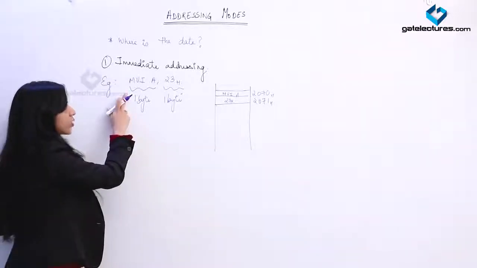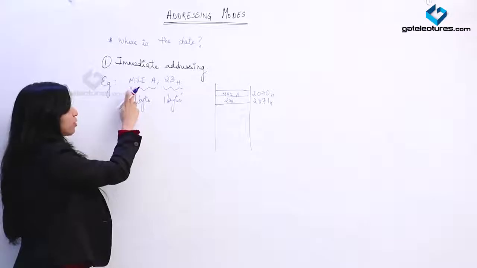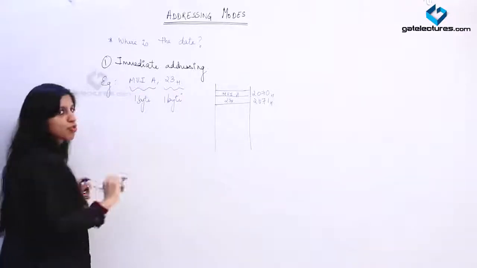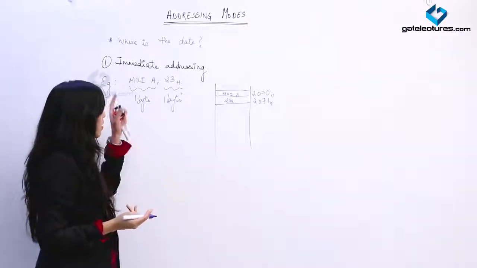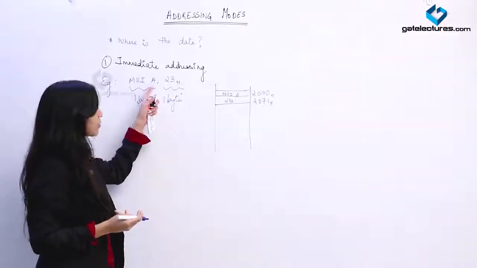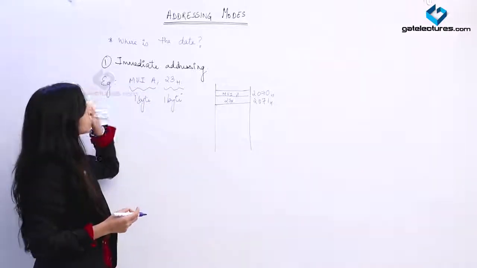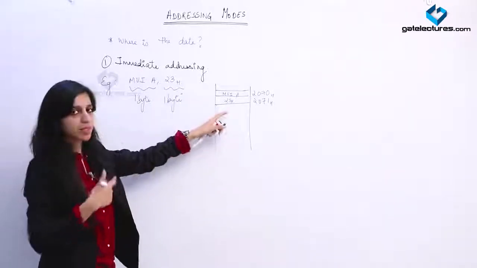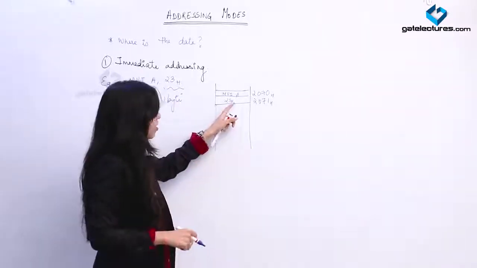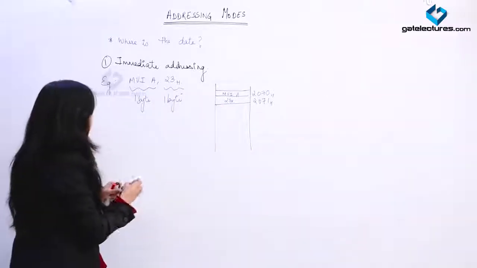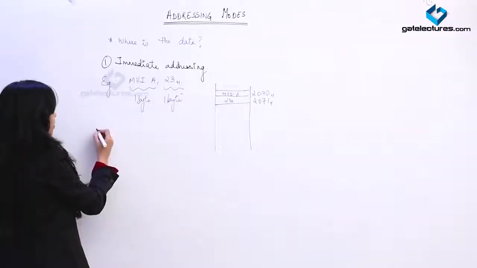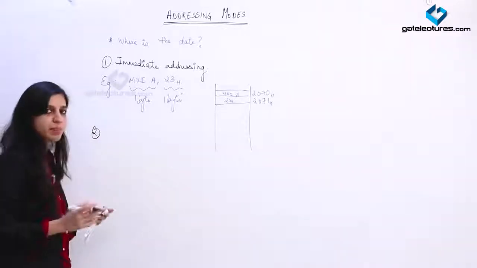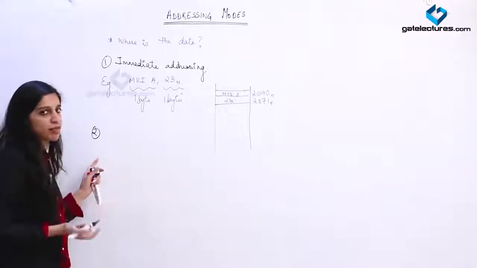When you decode this opcode MVI A, the microprocessor knows that some data has to be loaded into the accumulator, into register A. Then the microprocessor asks, where is the data? So in immediate addressing, the data is located in the immediate next memory location, which is 2071. So here is the data. There are a number of instructions in each addressing mode. We are going to look at them separately. Right now we're just discussing the different types of addressing mode.